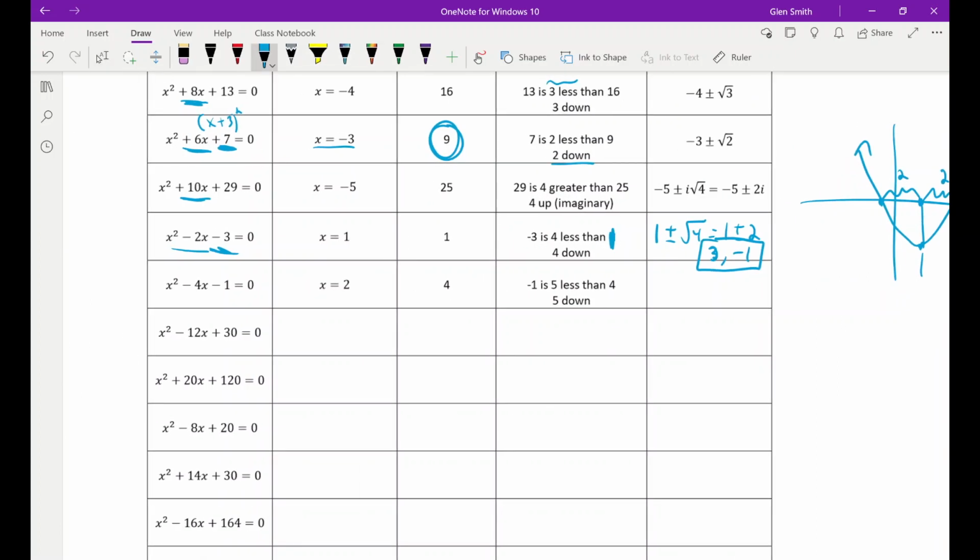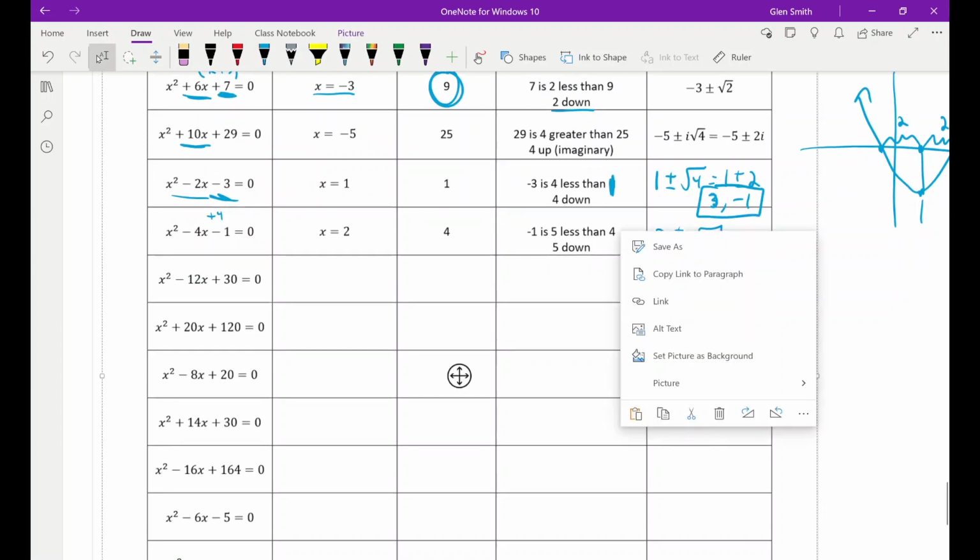X squared minus 4x minus 1 says that this should be a plus 4. That's what I know. I also know that this is going to be a 2 over here now. Okay, it should be a plus 4, but it's a minus 1, which is 5 below where it's supposed to be. So you move it down 5, you're going to get up and down root 5 of the roots.